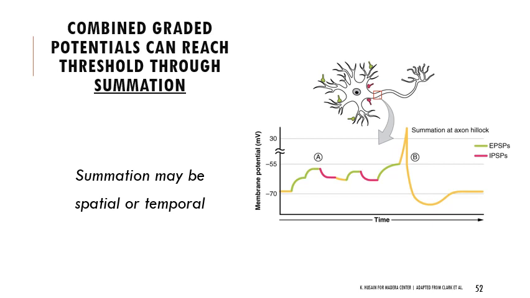So that summation can be spatial, it can be a lot of different neurons sending different signals and summing them together at a postsynaptic neuron, or it can be temporal, so we can have one neuron sending very rapid signals to its postsynaptic neuron, and those different signals can be summed together through summation to reach the threshold.